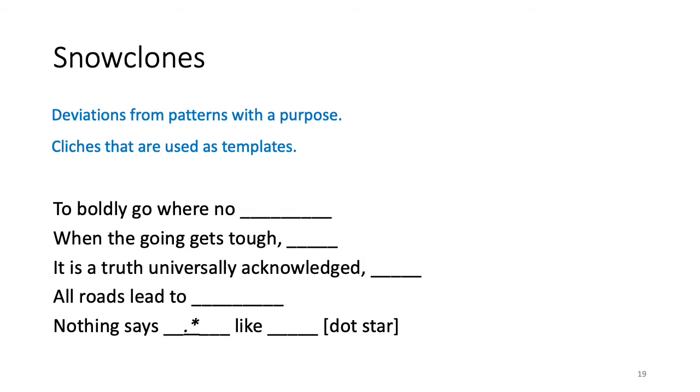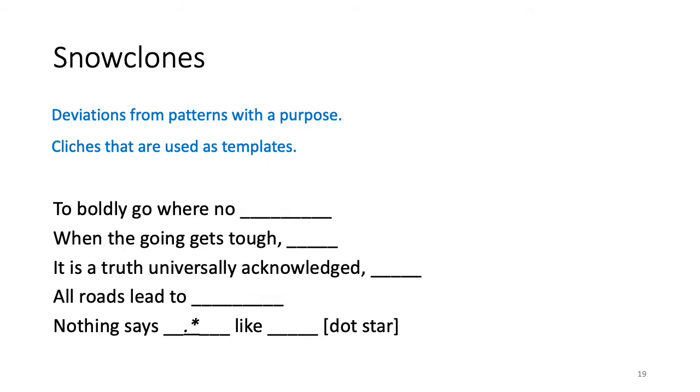Snow clones, these are an interesting little feature of language. We often use them. They're kind of cliches that are used as templates. So they often come from films, television, TV commercials, etc. And if we say to boldly go where, and this is from Star Trek, and many native speakers of English will recognize this, and many sci-fi fans, whether native or not, will recognize to boldly go where no man has gone before. But you will find that people exploit this, and they'll say to boldly go where no scientists have dared experiment before, and they use that structure. So that's called a snow clone.